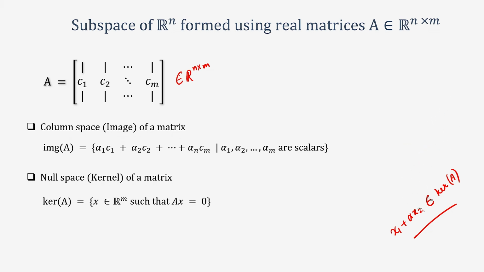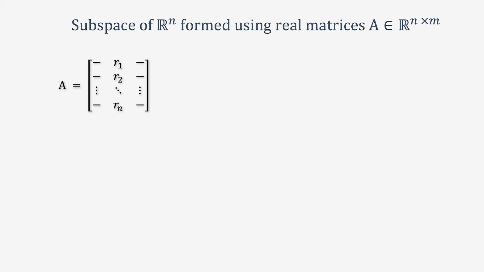In a similar way, once you have the A matrix, you can also get the A transpose matrix, and for A transpose also you can talk about column space and null space of A transpose. That is also called what is called row space and left null space. So, till now I was looking at the A matrix as columns, right? Columns, there are m number of columns.